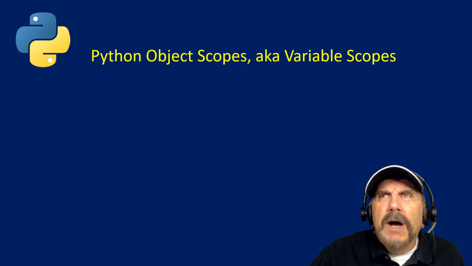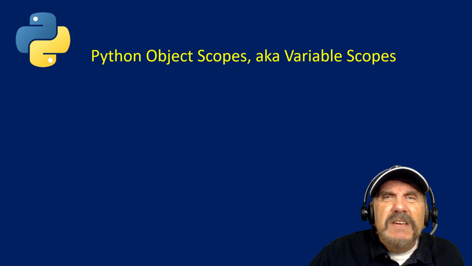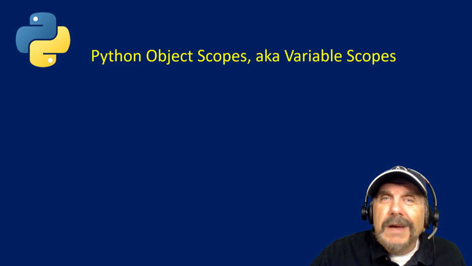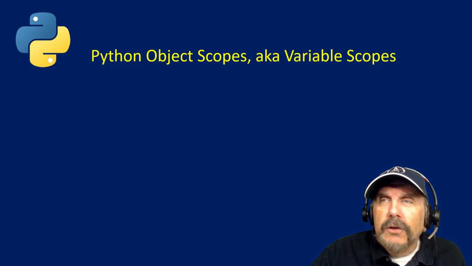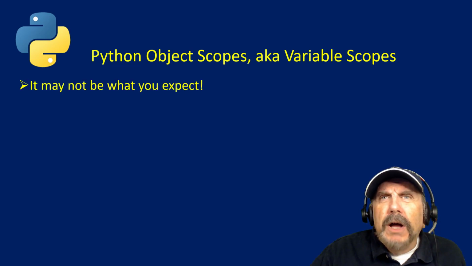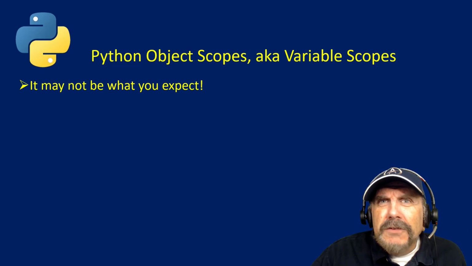So what am I talking about with object scopes anyway? Well, really, variables are what you tend to think of the most, but technically functions and classes also fall into this, among anything basically you're creating. So what do we need to know about this? Well, first of all, there may be things here you didn't know.